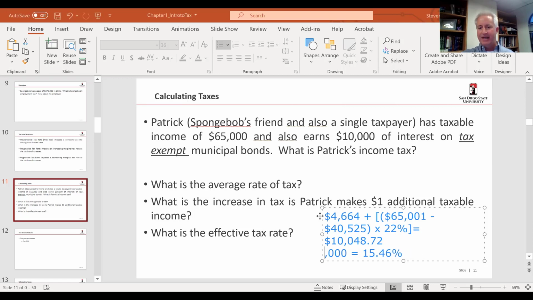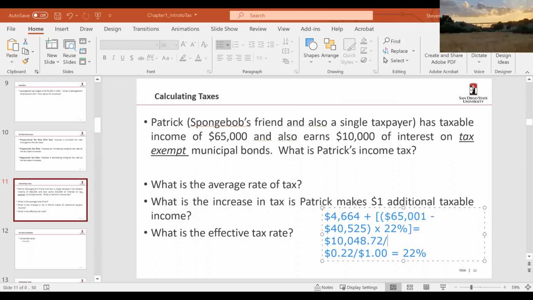But if we think about that, the change in tax was 22 cents. The change in income was $1. That's the same 22% marginal tax rate. And again, we use that for planning. So the effective tax rate is very similar to the average tax rate, but we use a different denominator. Does anyone know what the denominator is for the effective tax rate?